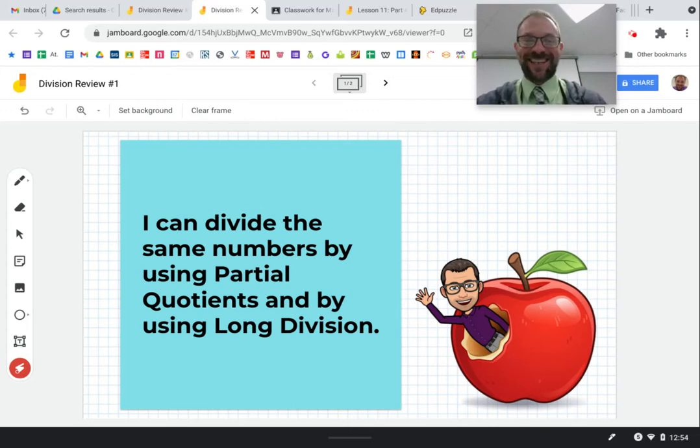Welcome to today's lesson. Today we review division, partial quotients, and long division. The learning target today is: I can divide the same numbers by using partial quotients and by using long division.